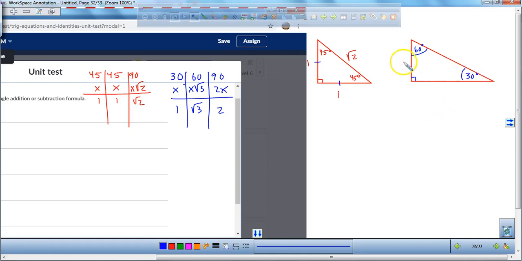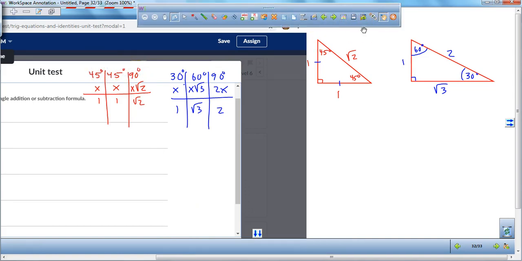All right, and then we have a 1, a radical 3, and a 2. So there's 30, 60, 90. Degrees, degrees, degrees. All right.